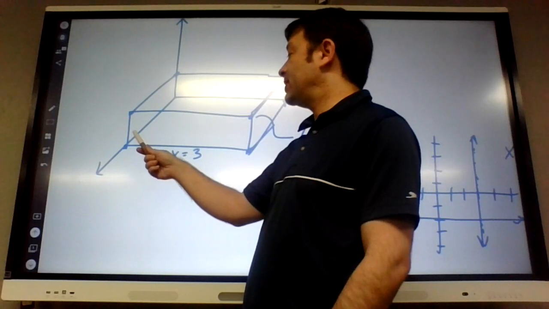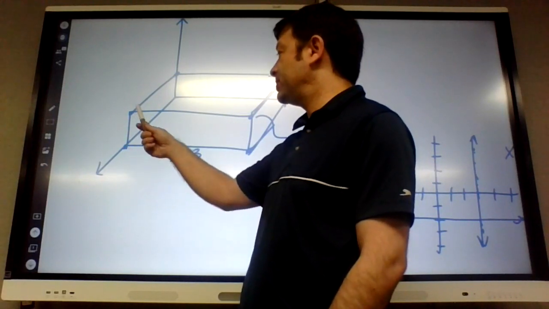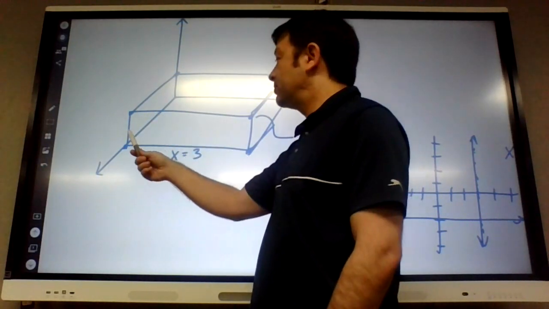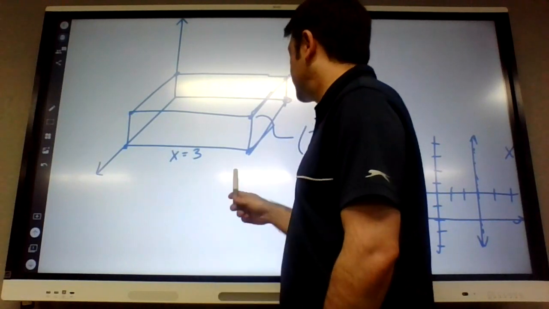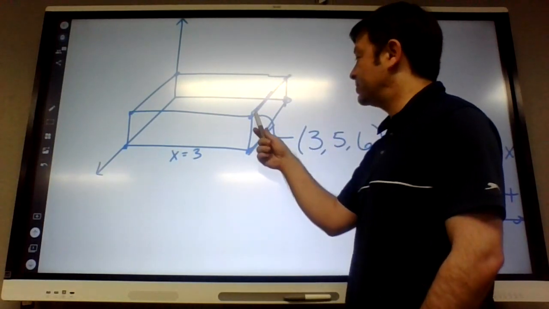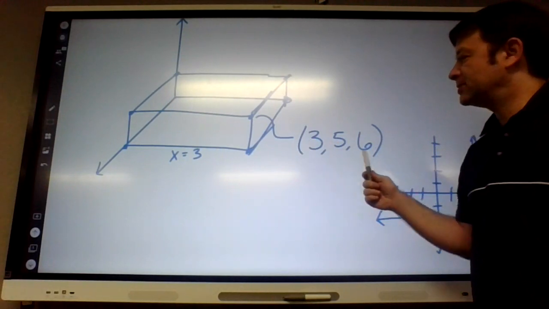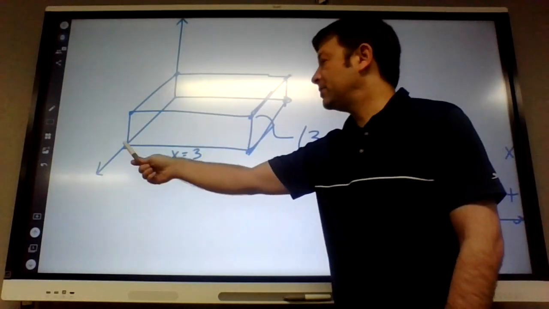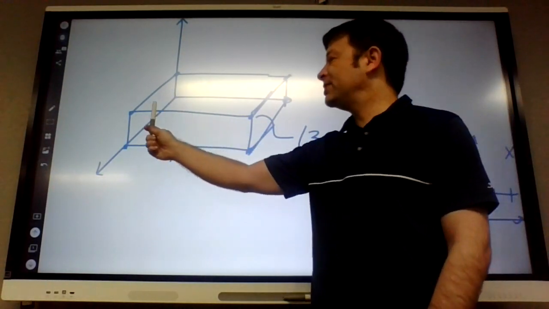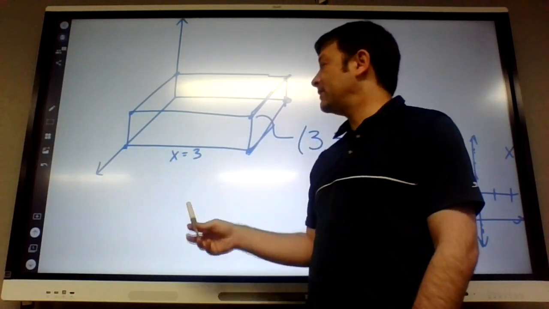So this plane on the front of the box would just be called x equals 3. This point is at 3, 0, 0. This point is at 3, 0, 6. This point is at 3, 5, 0. I'm using these numbers to help me figure it out. This one is 3, 5, 6. Anyway, all the points on this plane have in common an x value of 3.